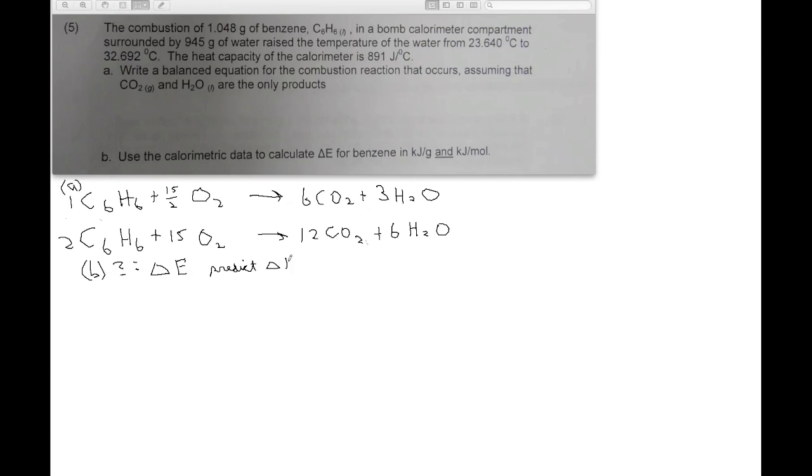So now, this calculates delta E for benzene, so that means Q for the reaction is equal to MC delta T plus C delta T, where Q for the reaction is equal to the combustion of 1.048 grams.